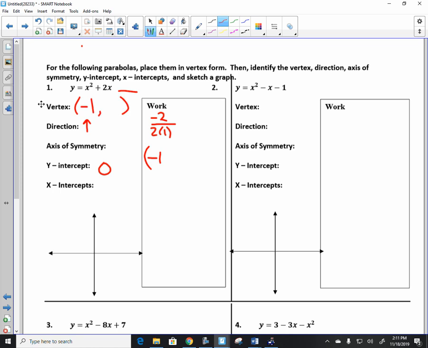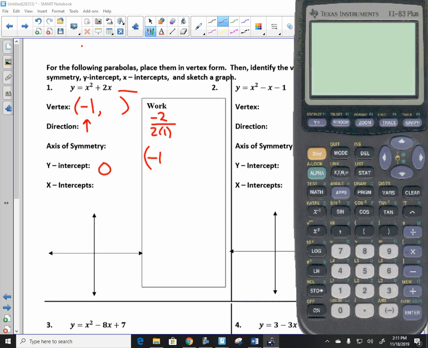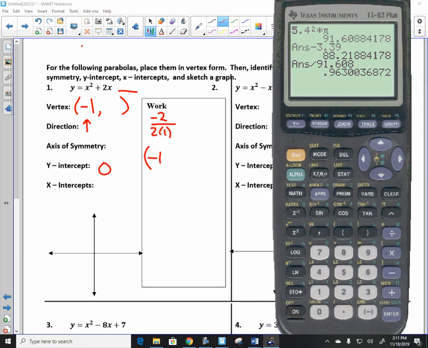The biggest mistake that people make is at this point when they plug it back in. If you have trouble with that, you can grab the calculator and type in parentheses negative 1 squared, and then add on to that 2 times negative 1. As long as you put the negative 1 in parentheses, you're going to get the correct answer. It's negative 1. So check your answers to see if you're coming up with the right vertex. If you're not, you're plugging something in incorrectly.